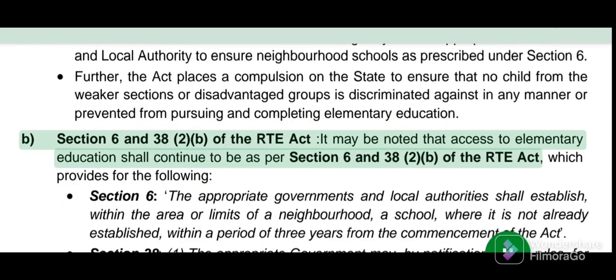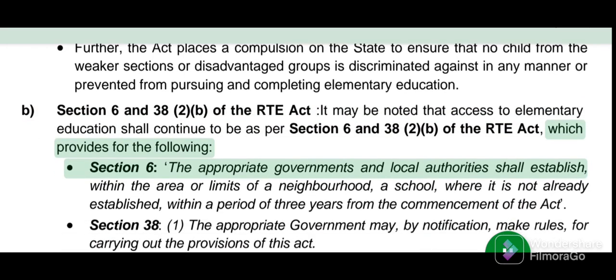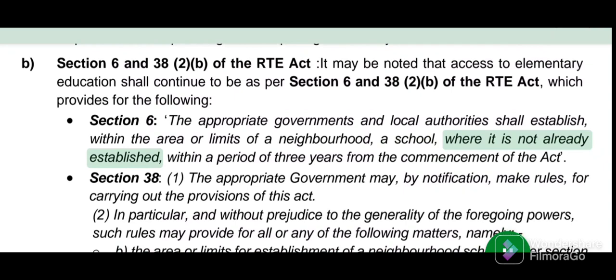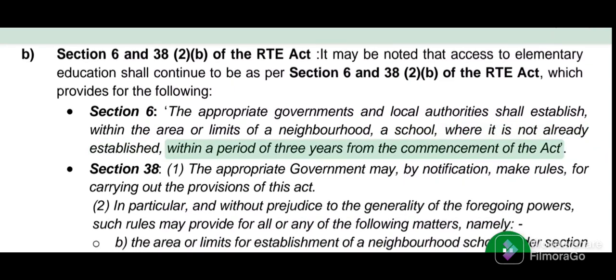Section 6 and 38(2)(b) of the RTE Act. It may be noted that access to elementary education shall continue to be as per Section 6 and 38(2)(b) of the RTE Act, which provides for the following. Section 6. The appropriate governments and local authorities shall establish, within the area or limits of a neighborhood, a school, where it is not already established, within a period of 3 years from the commencement of the Act.